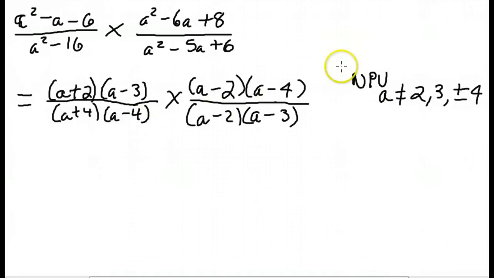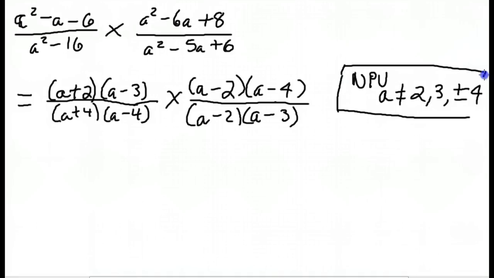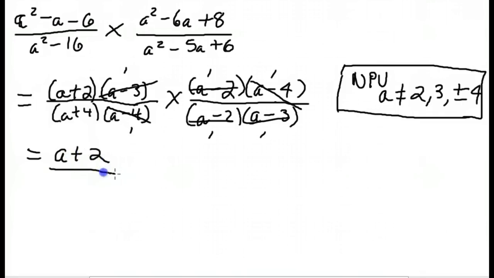Okay, now that we have the non-permissible values, which must be found at this point, we can go through and do some canceling. So what cancels? A minus 3 with a minus 3, right? In both cases, you're left with a 1. These a minus 2's, top and bottom. This a minus 4 with this a minus 4. Leaving me with the expression a plus 2 over a plus 4.